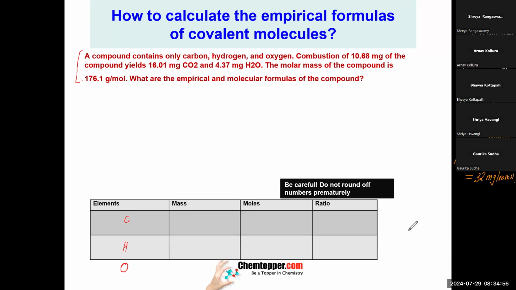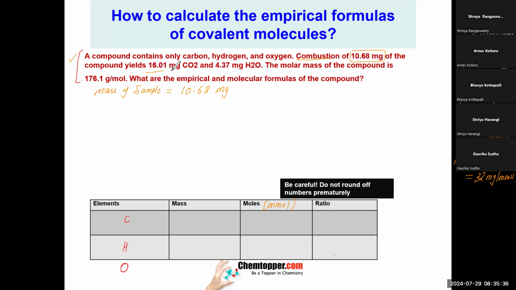Now check here. In this question, I already know carbon, hydrogen, oxygen. They are three elements. They are doing combustion analysis. The total mass of the sample is this. So write down the mass of the sample, which is 10.68 milligrams. Don't worry about milligrams. We can work in millimoles because we have to take the ratio. So I can take the ratio of the millimoles and I'll get the same answer.